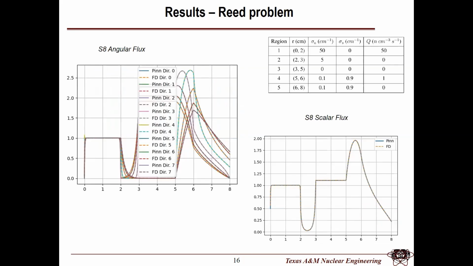This is our other problem that we have here. It's a much more heterogeneous problem that contains void, very different scattering sources and also cross sections. And again, here with our 8-direction model, we have a very good agreement.